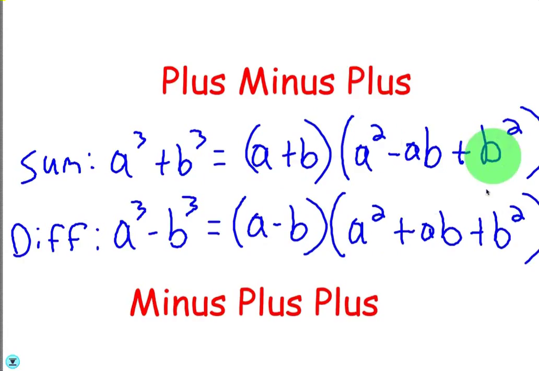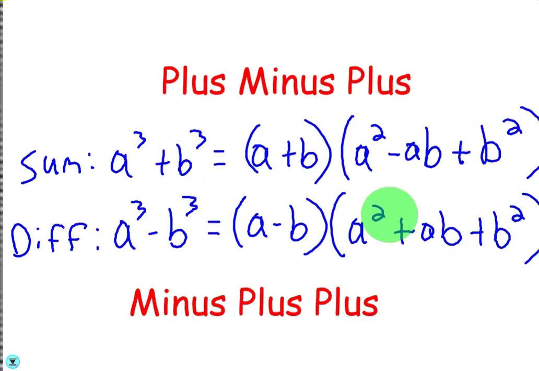But the reason we put these formulas on top of each other is because the variables are the same. Again, the only thing that changes are the first two signs, which change to plus and minus. The last plus b squared is the same for both. So it's helpful to compare those two.